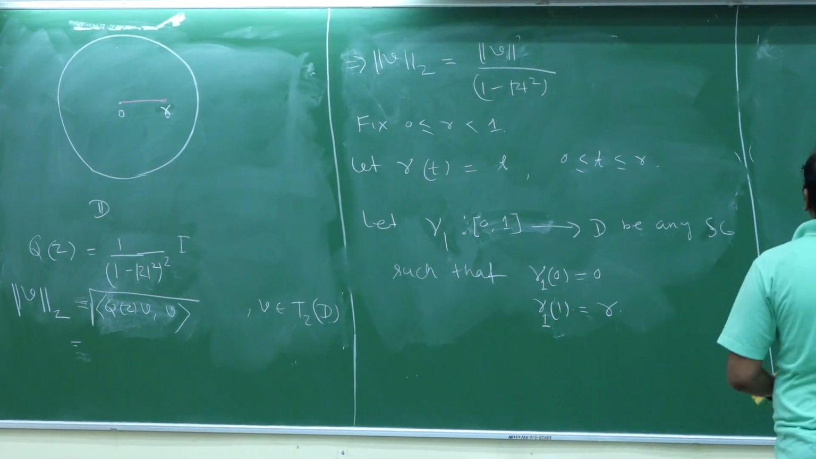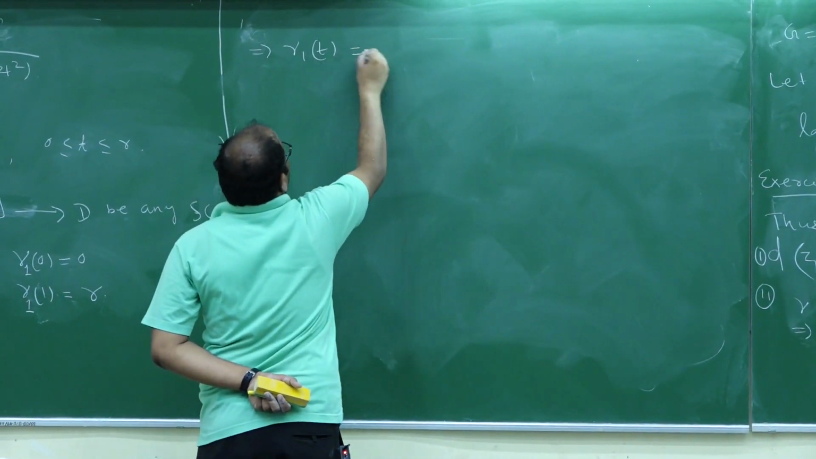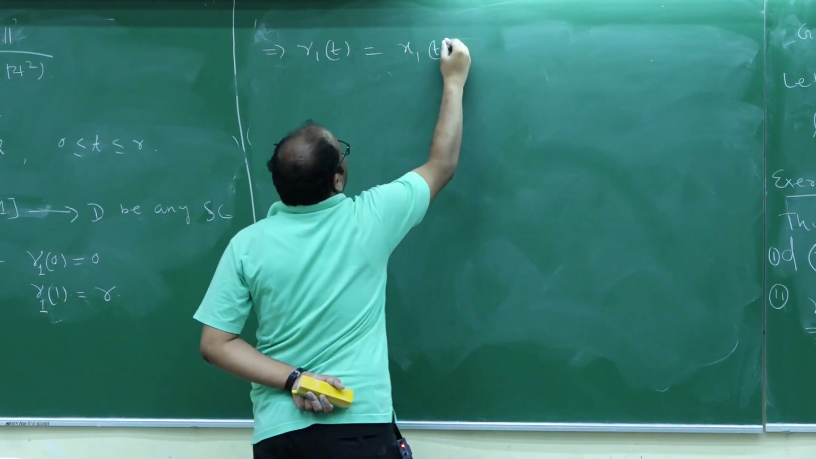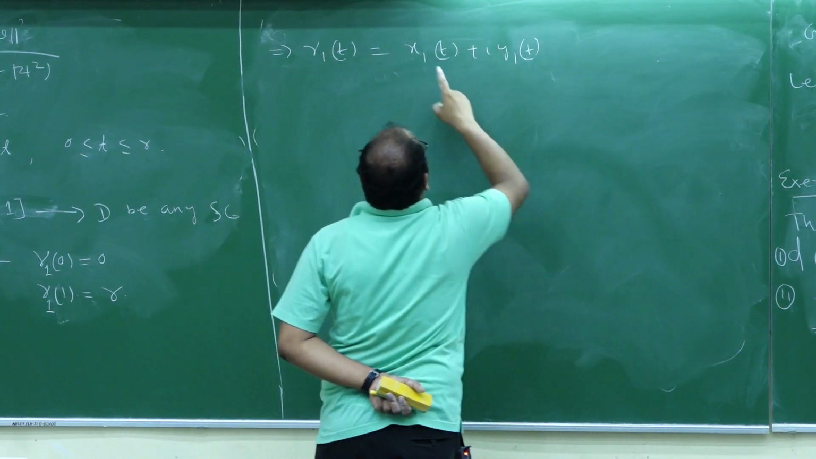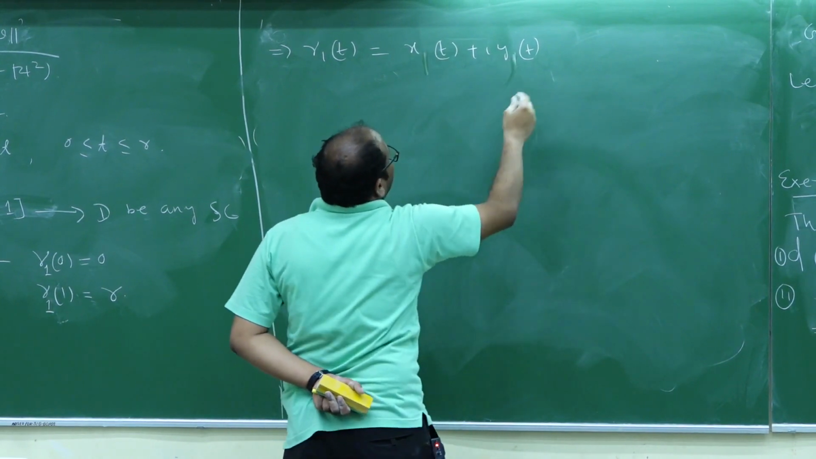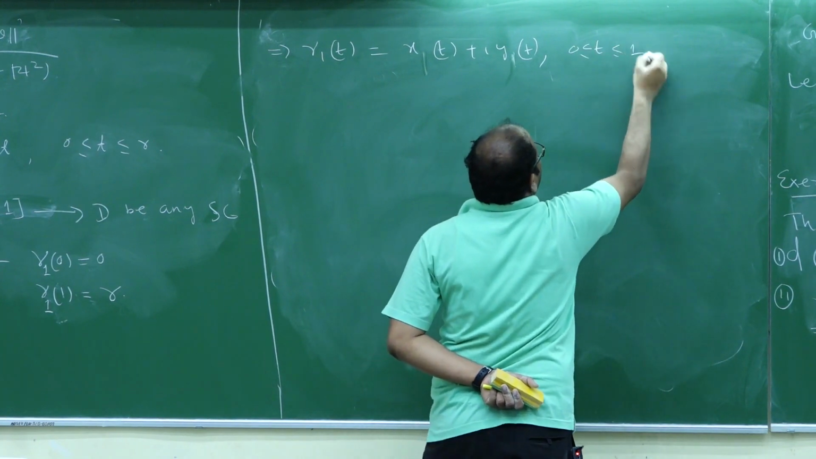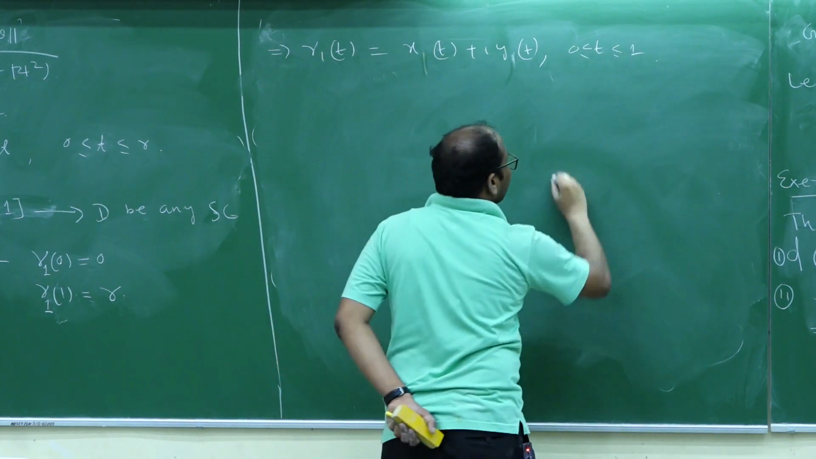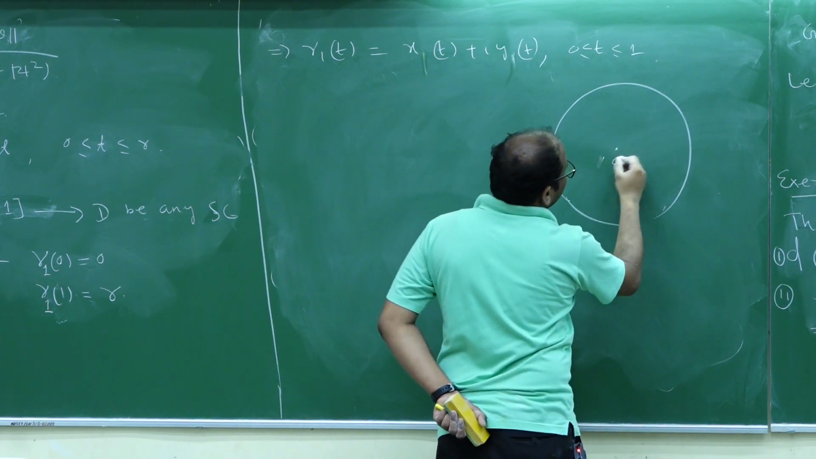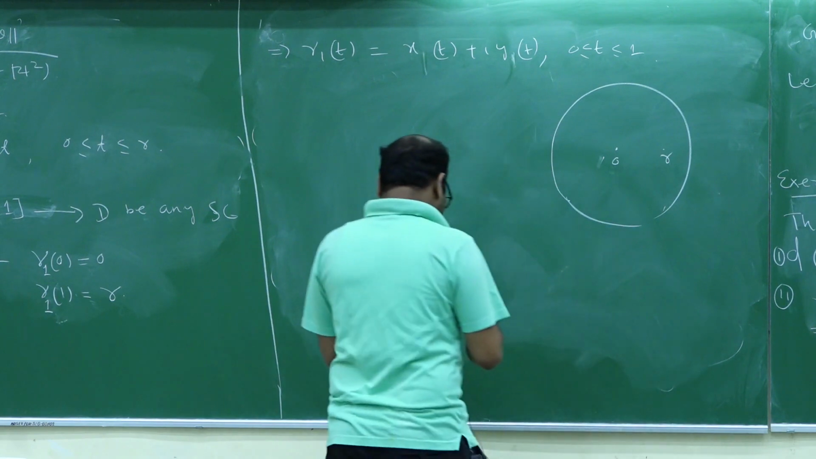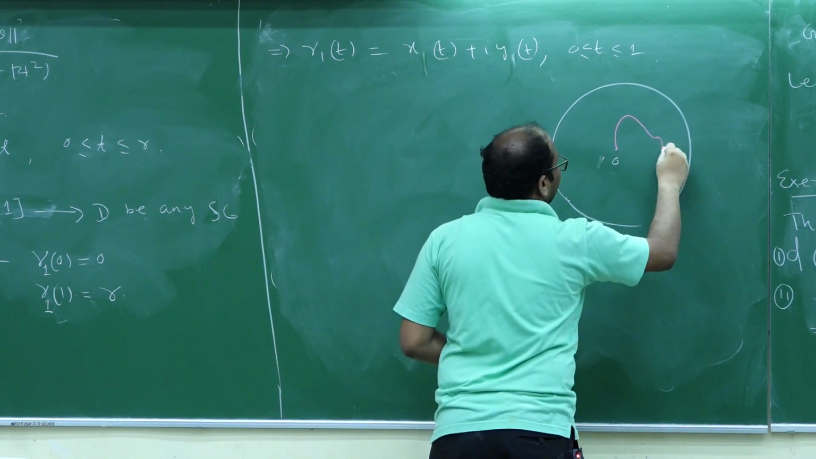So this implies gamma 1(t) I can write as x1(t) plus i y1(t), so t belongs to [0,1]. So this is my picture. So this is my 0, and this is my R. And this is some gamma 1.